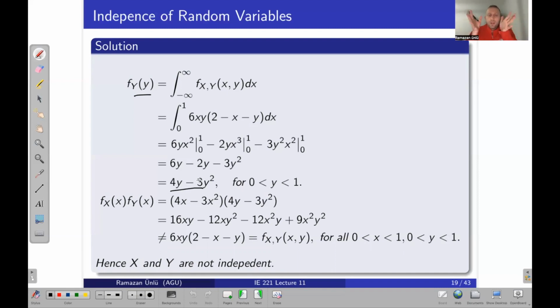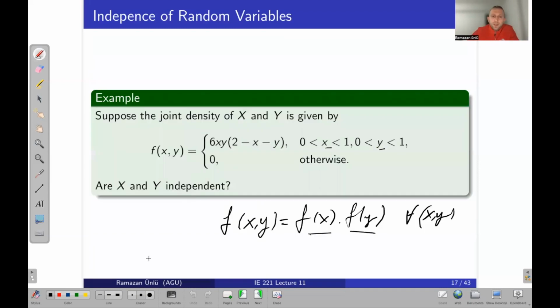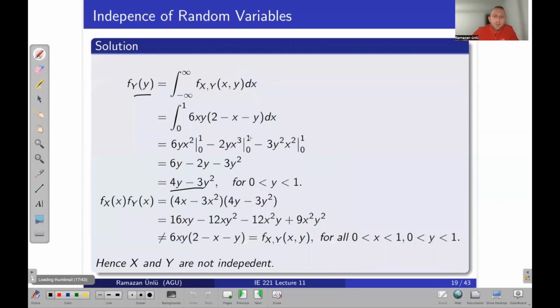So the product of them should be equal to what? The f of x and y, and that is given to me here. The product of these should be equal to this one. So the product of f of x and f of y is 4x minus 3x squared times 4y minus 3y squared, which should be equal to this one, and this is not equal to this one for all possible x and y pairs. That's why we cannot say that X and Y are independent.